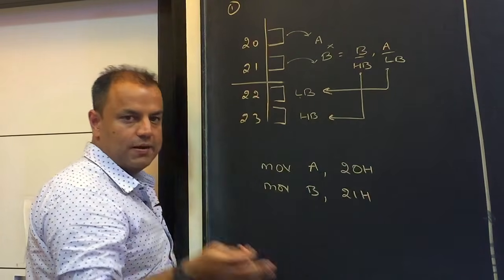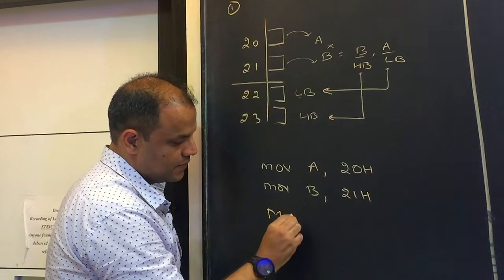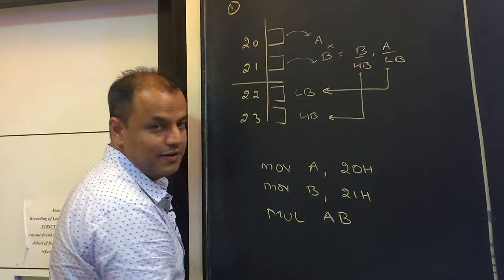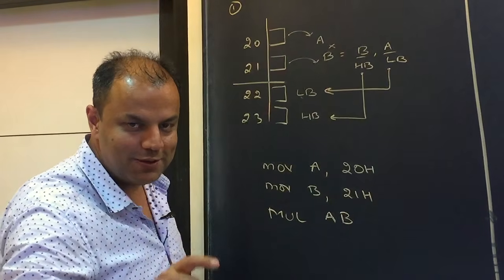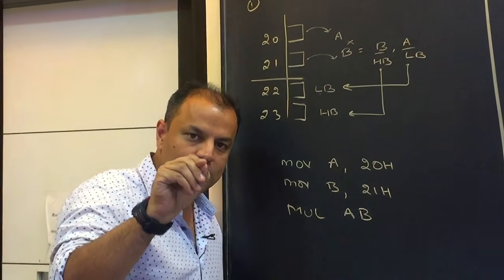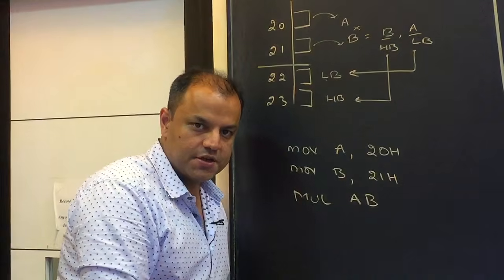Now what do you want to do? You want to multiply them. Instruction: MUL AB. It's not MUL A, comma B, okay? MUL AB. These are fine points which you only understand when you type instructions in the practicals.